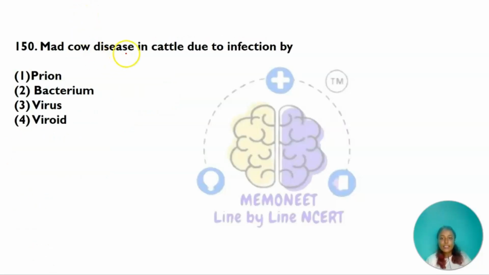Mad cow disease in cattle is due to the infection of which of the following options? So the mad cow disease is caused by the prions. Prions are abnormally folded proteins. They are similar in size to viruses. The prion is a type of protein which can trigger the normal proteins to fold in a different manner and function abnormally. And prion disease can affect both humans and animals. There are some diseases which are also spread in humans. There is a disease known as CJD.